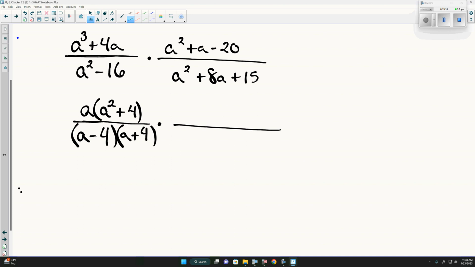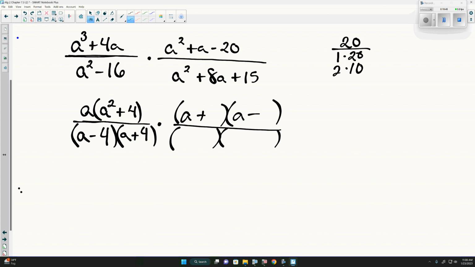Now we can do the numerator or denominator of the second. It doesn't matter which one we'll do. We'll have to do both. So we can start with a squared plus a minus 20. Since the 20 is negative, our signs are opposite. One is going to be positive, one is going to be negative. The factors of a squared are a and a, because that's the only factor, so we'll go on and throw it in. Now we need to figure out the factors of 20. We have 1 and 20, 2 and 10, 4 and 5. Which one do we want to use?